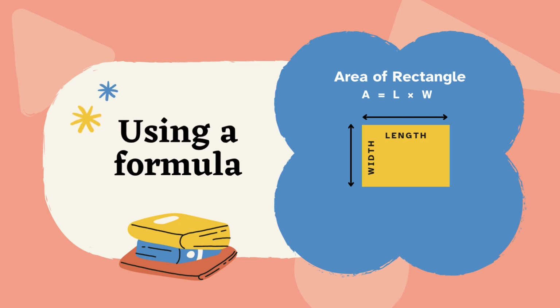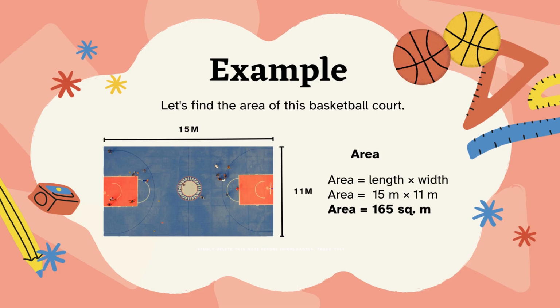So for a rhombus, or when we do have the measurements of a rectangle, we would take the length and multiply it by the width to find the total area. For example, if we're going to find the area of this basketball court, we're going to take the length, which is 15 meters, and multiply it by the width, which is 11 meters. That gives us an area of 165 square meters. And it's very important that you put in the square meters because 165 meters is vastly different than 165 square meters.